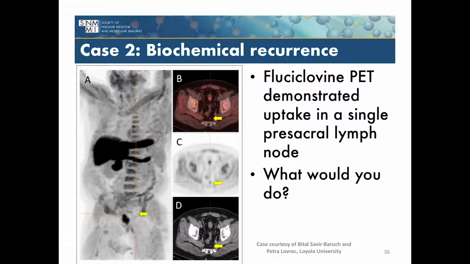So one could make an argument to sit on this guy for a while and just let it play out with appropriate imaging periodically. There's three things that get you into trouble with biochemical failure: failing early within the first year, higher grade cancers, and PSA doubling time. The most potent is PSA doubling time.